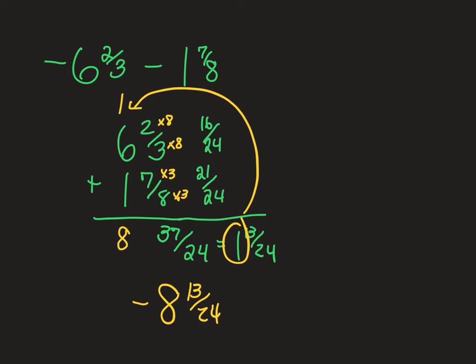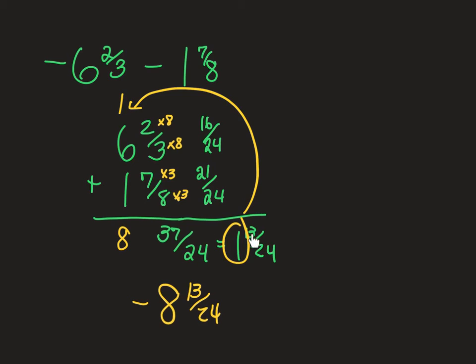Final answer is negative 8 and 13/24. So let's double check what I did. Since we're adding, 2 negatives means we're adding. Doesn't matter who's on top, but I guess I just put the first guy on top. And common denominator is 24. Times by 8 pattern gets me 16. Times by 3 pattern gets me 21. Add the numerators, I get 37. 37 over 24. It's improper, it goes in once.